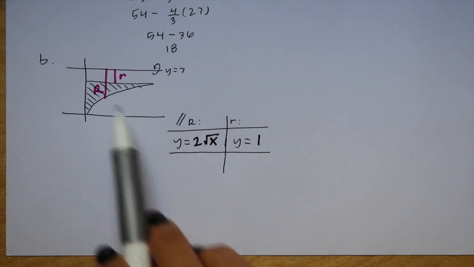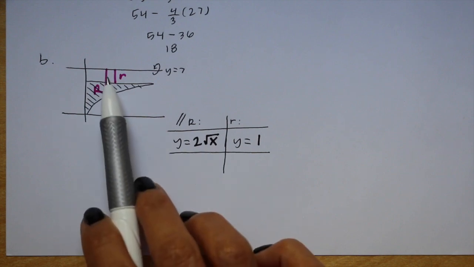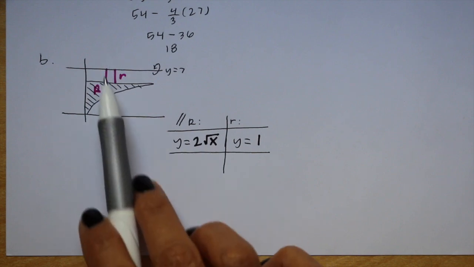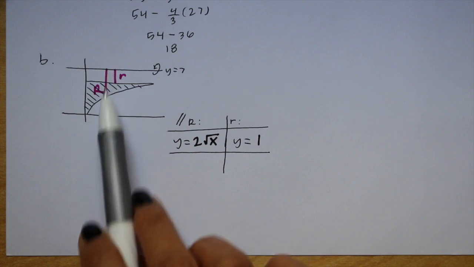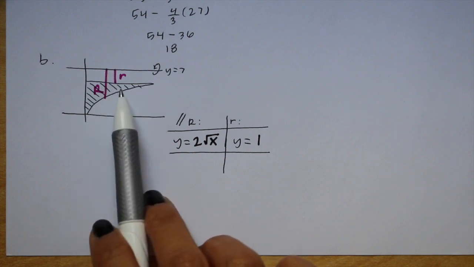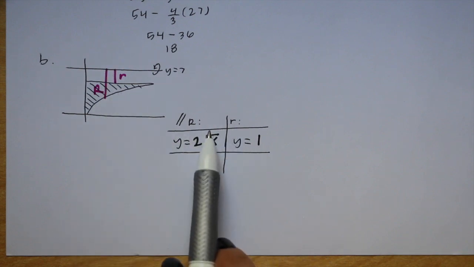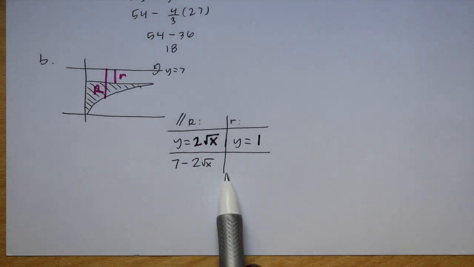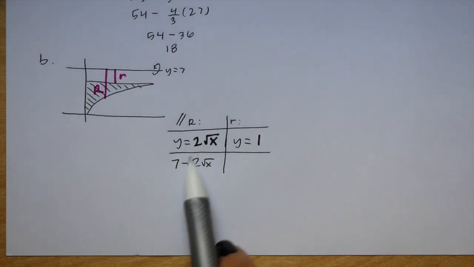And finally for capital R, to finish our expression, we're going to think of it as top minus bottom. So the top would be the value 7 minus the bottom is that square root curve that we just identified right here. So again, when you're writing your expression for capital R, think of it as top minus bottom.